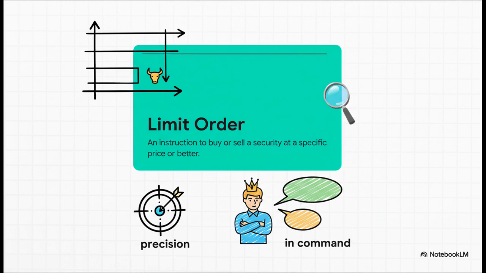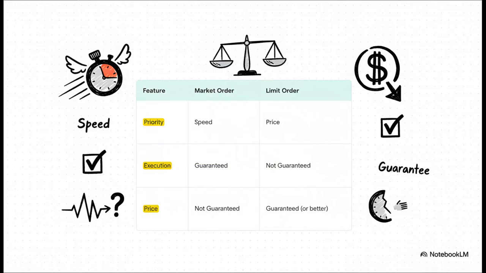Suddenly, you're in command. This little chart here just lays it all out perfectly. With a market order, your priority is speed. You're guaranteed to get your order filled, but the price is a bit of a gamble. With a limit order, your priority is price. You guarantee the price you'll get, but, and this is important, you're not guaranteed to get filled. If the market just never trades at your price, your order will just sit there.